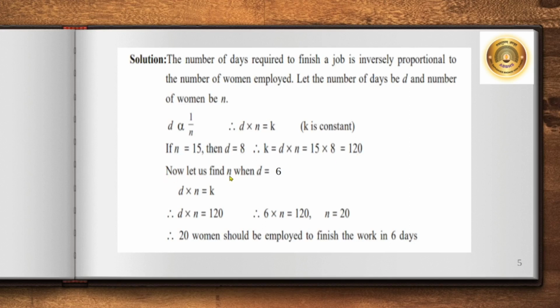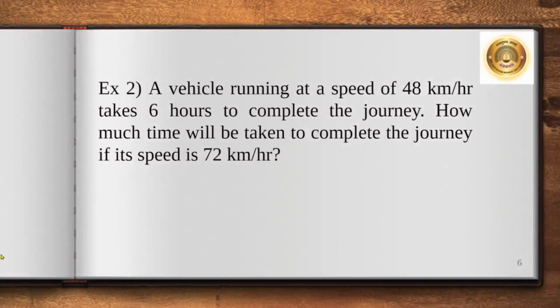Now, let's find N when D is 6. That means you want to find how many workers are needed when the number of days comes down to 6. So substituting the value of D in the equation of variation, D multiplied by N is 120. Therefore, you will write 6 multiplied by N is 120. So you get the value of N as 20. That means if you want to finish the work in 6 days, you need how many women? Yes, 20 women should be employed. Let's see the second example.